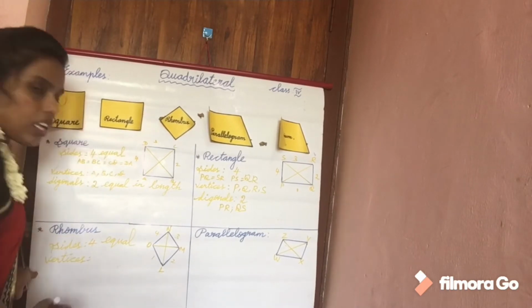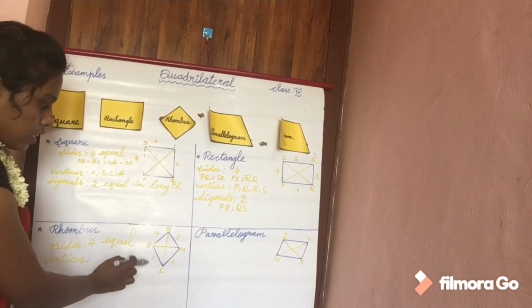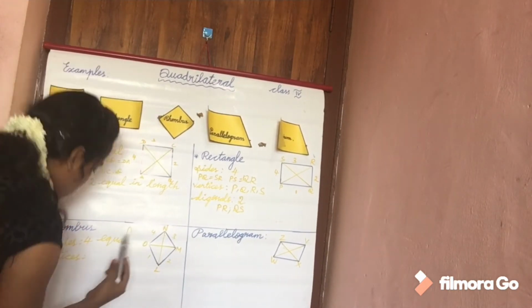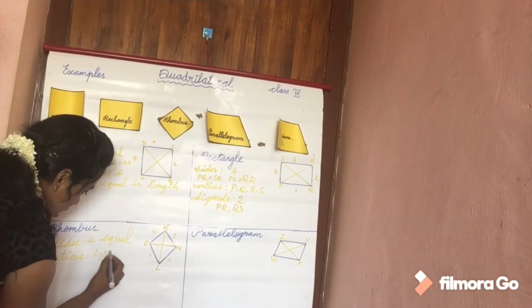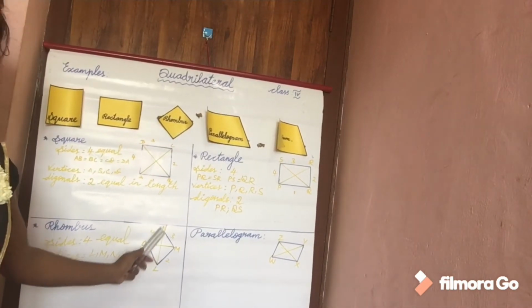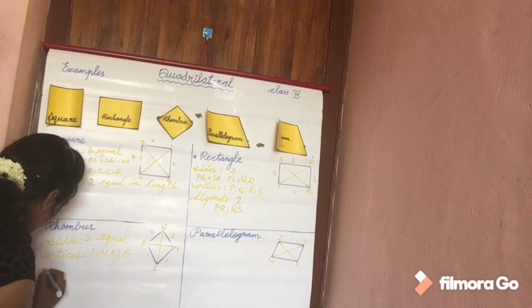How many vertices are there, children? Yes, 4 vertices. See, L, M, N, O. In rhombus also 4 vertices are there. Then diagonals.